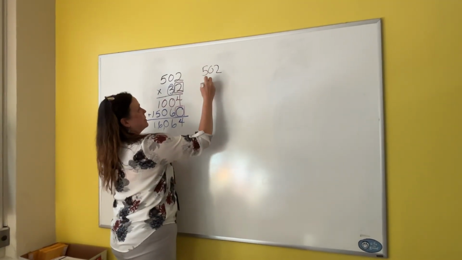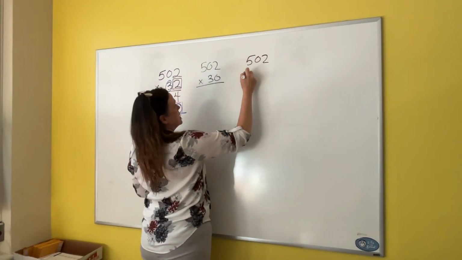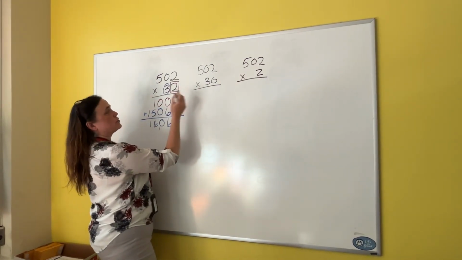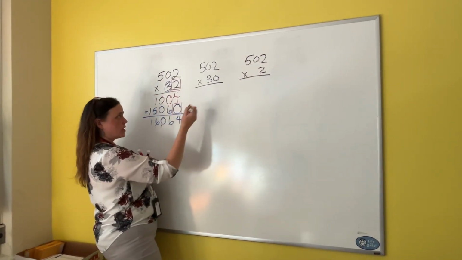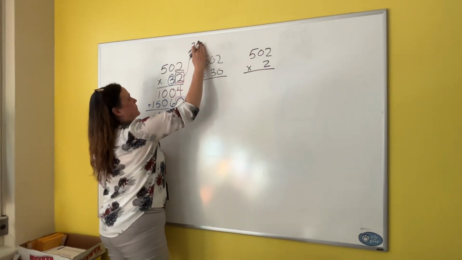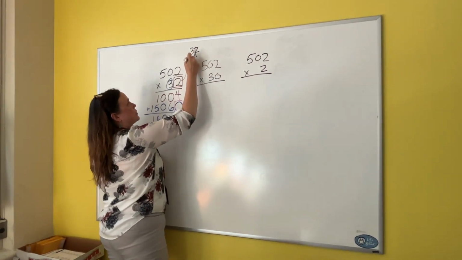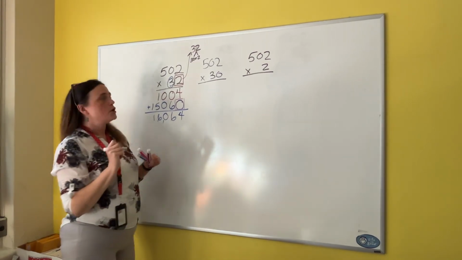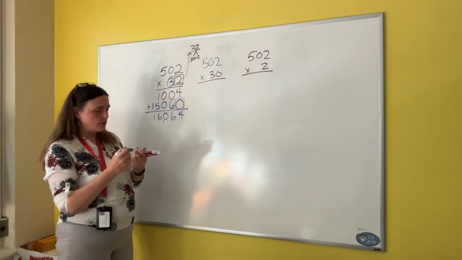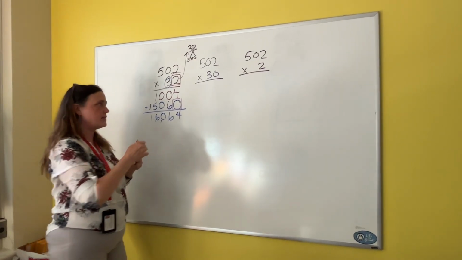502 times 30, and we look at 502 times 2, and why are we adding those two? We're adding those two because, just like in previous lessons, we know that 32 breaks up into 30 plus 2. So if I multiply by 30 and then multiply by 2, I'm going to get the same result, because that's what we're doing.